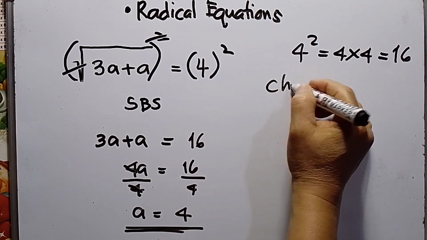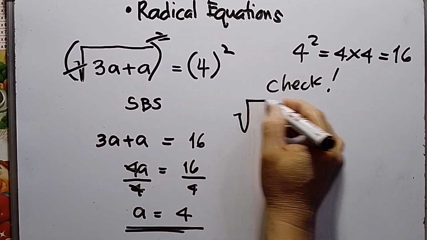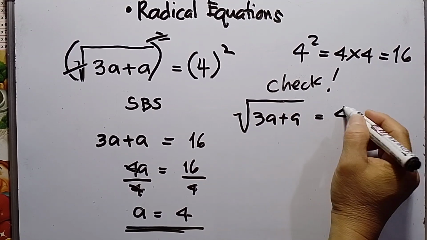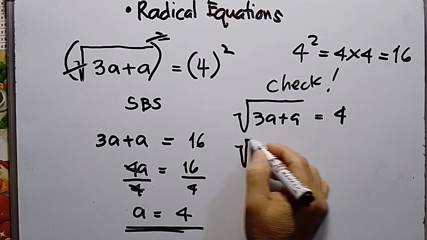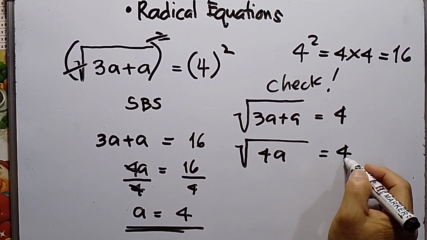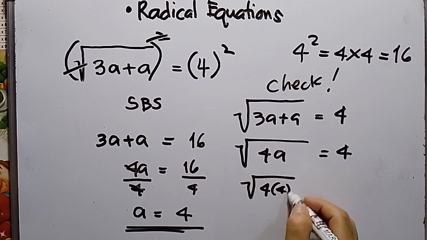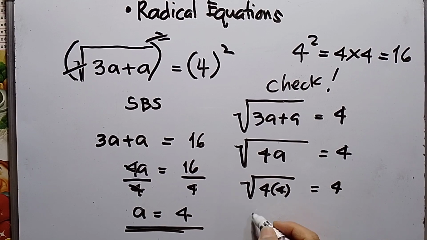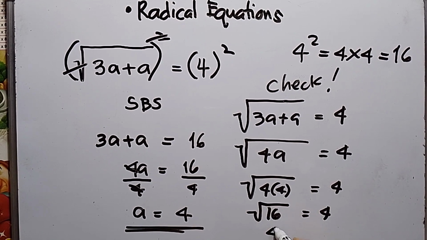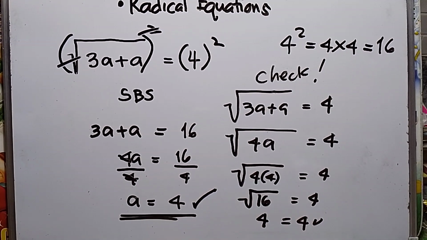Now let us check if this is correct. So substitute in the given equation. So this will be the square root of 3a plus a equals 4. So the square root of, this will be 4a, right? Equals 4. So the square root of 4 times 4 equals 4. This will be the square root of 16 equals 4. The square root of 16 is 4, which equals 4. So therefore, my root is correct. A equals 4.